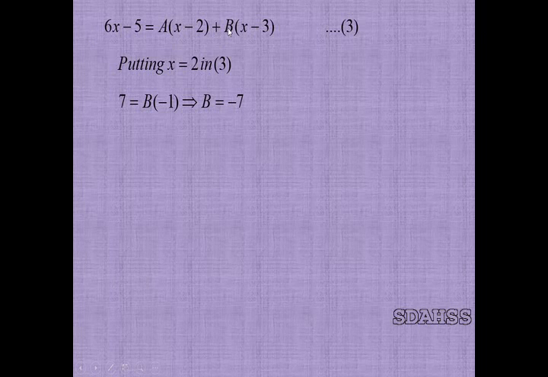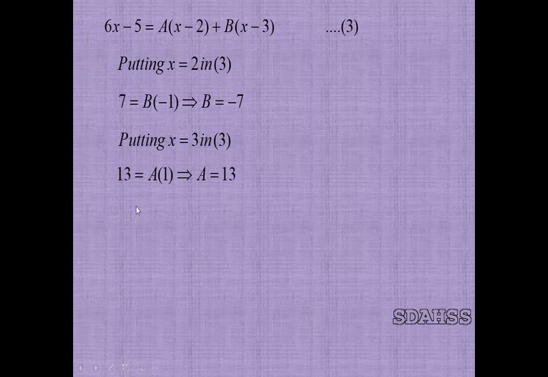Then the second term: b into 2 minus 3 is minus 1, b into minus 1, so b is equal to minus 7. Then substitute x is equal to 3 in the third equation, so this becomes 6 into 3 is 18, 18 minus 5 is 13, equal to a into 3 minus 2, which is 1, a into 1, so the second term fully vanishes, so a is equal to 13.